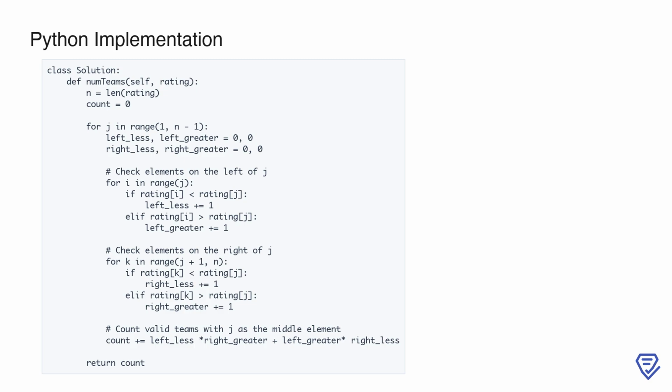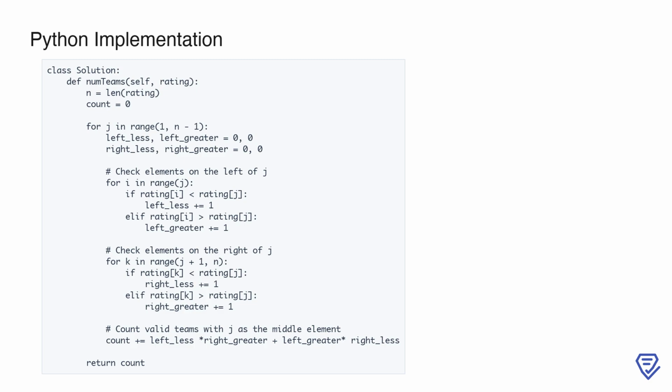1. Outer loop. We iterate through the array with j ranging from 1 to n-2, since j must always have at least one element on both sides. 2. For each j, we compute left_less and left_greater. These represent the count of elements to the left of j that are smaller or greater than rating[j], respectively. Right_less and right_greater represent the count of elements to the right of j that are smaller or greater than rating[j], respectively. 3. Using these counts, we calculate the number of valid teams where j acts as the middle element.